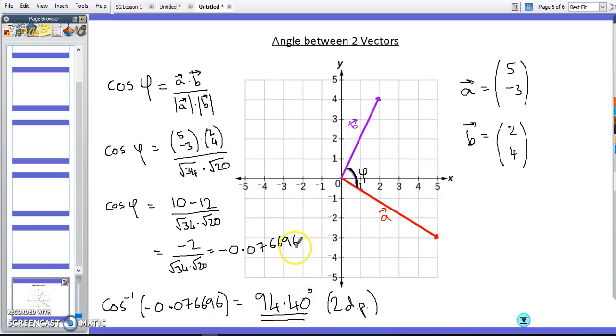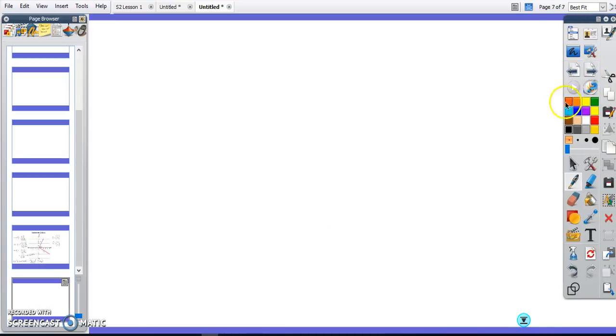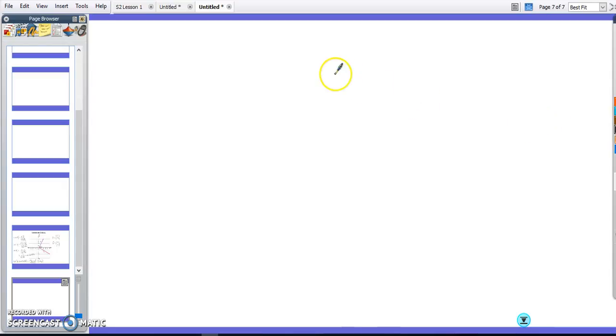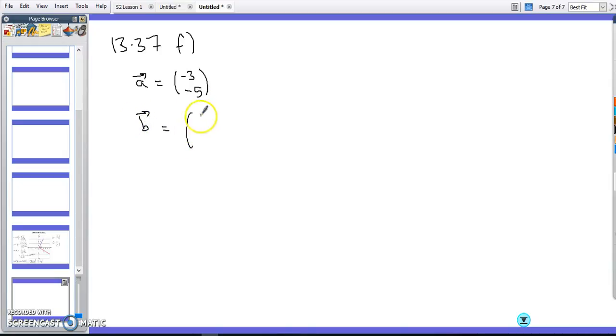Let's do one more example. I'll take one from the book this time. So we have 13.37, and let's do exercise F, which gives us two vectors. A is -3, -5, and B is 6, -2. Can you remember the formula that you need? See if you can remember it for yourself, and I'll write it up here.